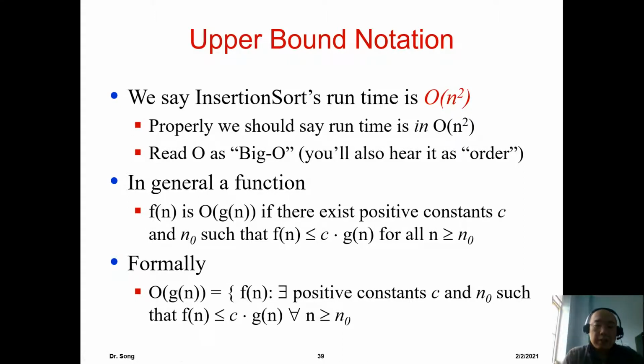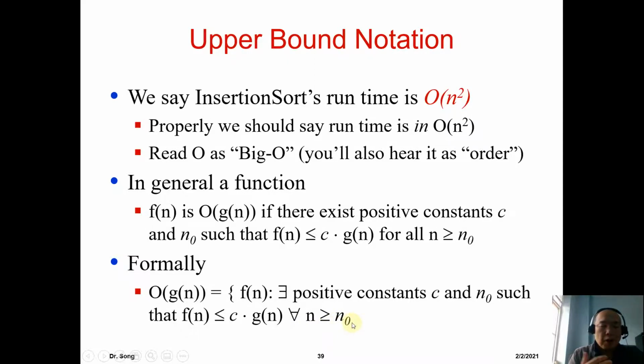What does that mean? If we say f(n) is O(g(n)), this means that there should be a constant c and a constant n0, where f(n) is smaller than or equal to c multiplied by g(n) for all positive values of n greater than n0. In the formal definition, there exist positive constants c and n0 such that f(n) is smaller than c multiplied by g(n) for any n greater than n0.